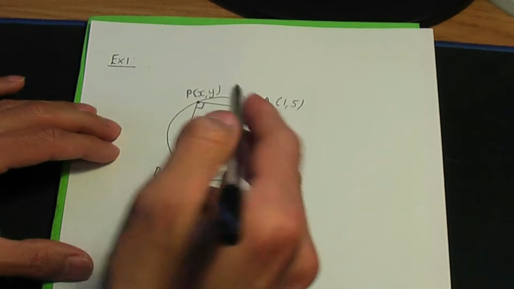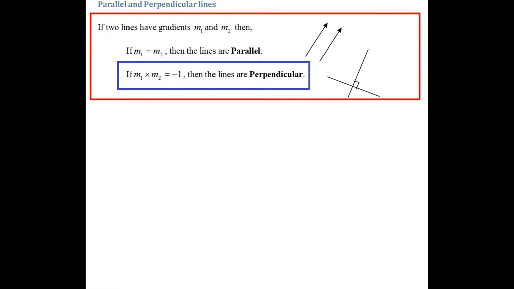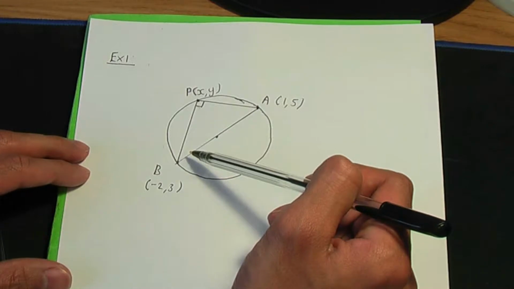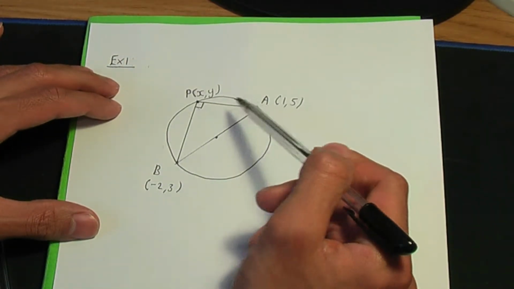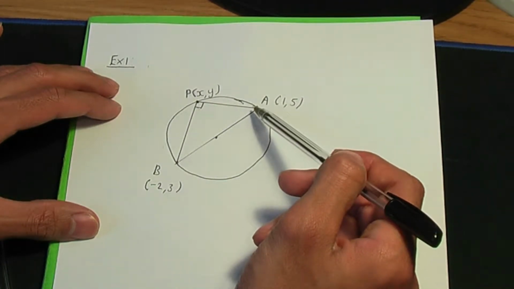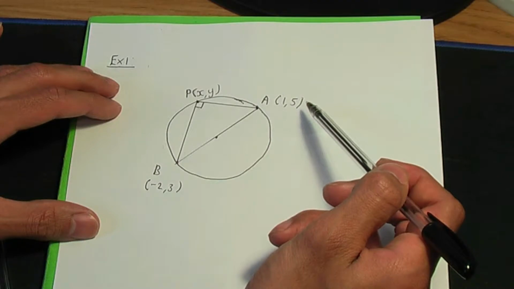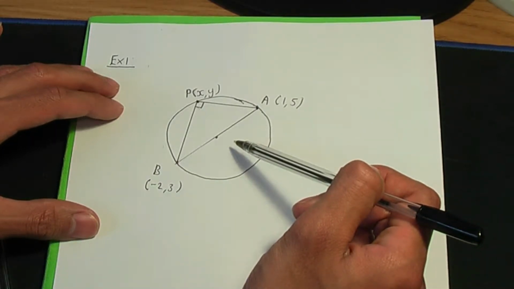Now remember, in one of the coordinate geometry videos, if two lines are perpendicular, the product of their gradients equate to minus 1. So we're going to work out the gradient of AP, we're going to work out the gradient of BP, we're going to multiply these gradients, giving us minus 1, and we're going to use this in order to work out the equation of this circle.